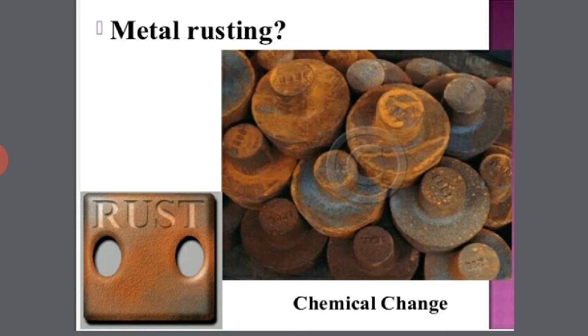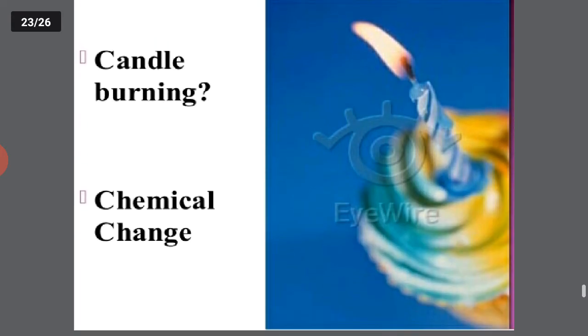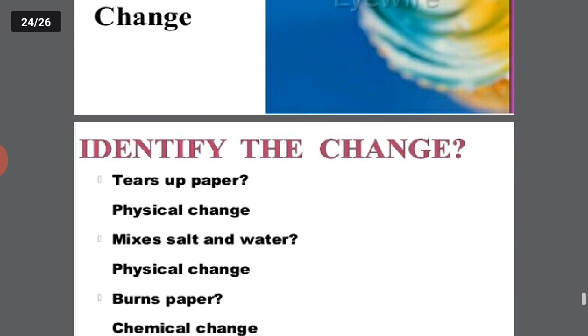Okay, if the object gets completely rusted, then we will not be able to retrieve it back into its original form. Okay, you can see the burning of a candle, it's a chemical change, because after burning we will not be in a state to get it back. Okay, so it's a chemical change.